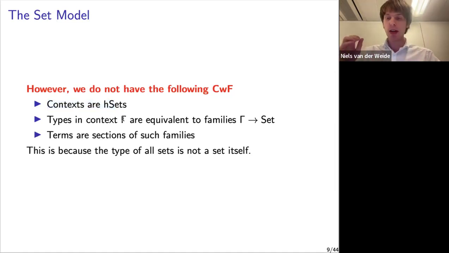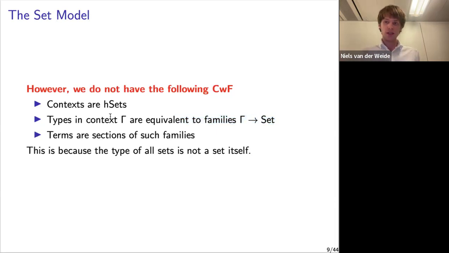All fine here. But when we're going to look at types, what we want is that types in a certain context are equivalent to families of sets indexed by this context. And that is problematic because if we're working in Univalent foundations, the type of sets does not form a set itself. So this thing is not a set. So if our types are equivalent to this, we're not going to have a set, and we can't model this with a CWF because then we're required to have a set of types in every context. And that is blocked by the fact that the type of sets has a more interesting identity type given by isomorphisms.